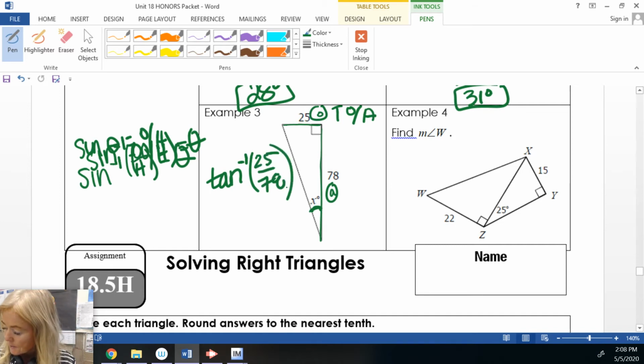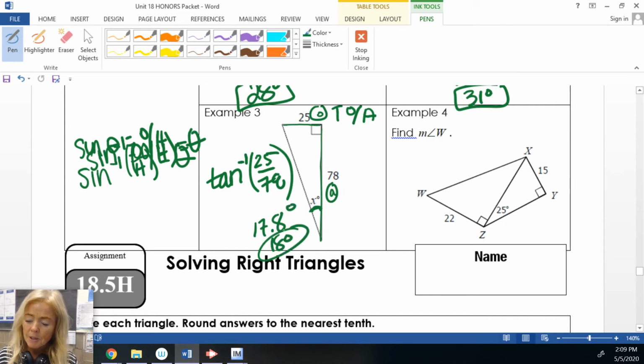All right, so I'm not going to bother with showing you. You can plug it in your calculator. 25 divided by 78 after you've hit second tan, 17.8 degrees, or 18 degrees if we want to be more specific.